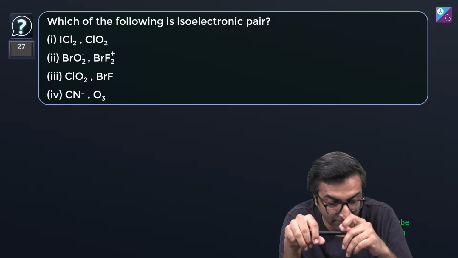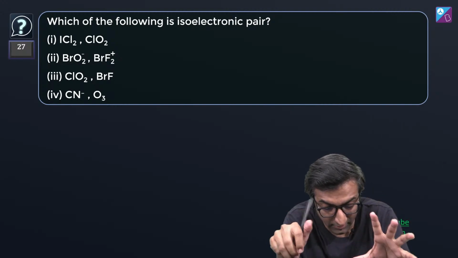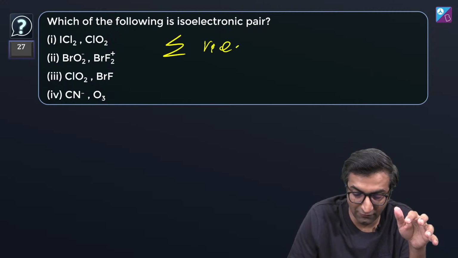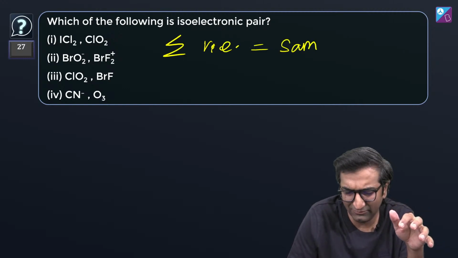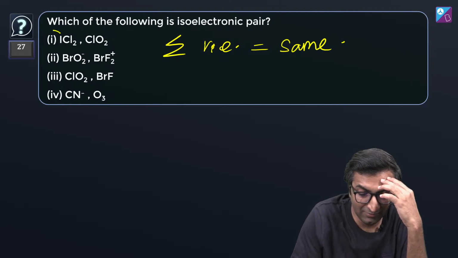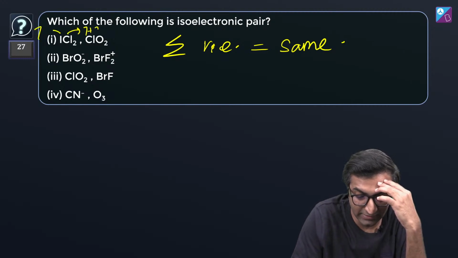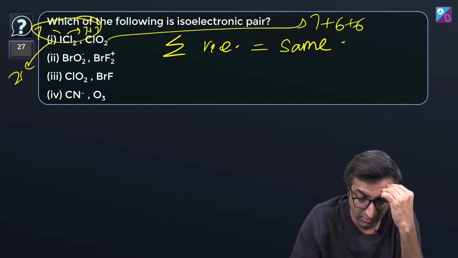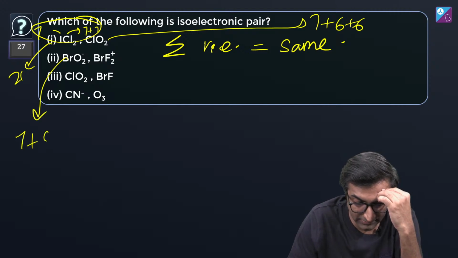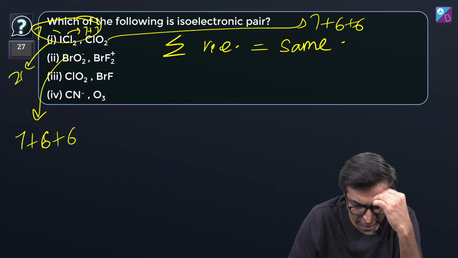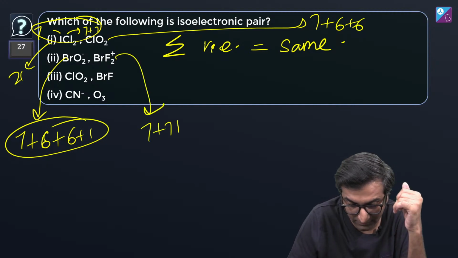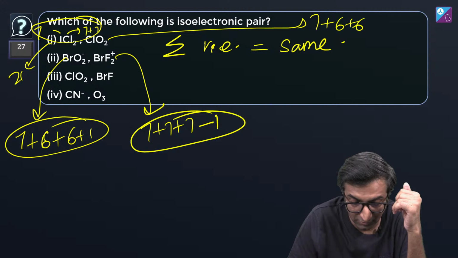आइसोइलेक्ट्रॉनिक पेयर निकालो इसमें. आइसोइलेक्ट्रॉनिक पेयर मतलब सम ऑफ वैलेंस इलेक्ट्रॉन इज सेम. सम ऑफ वैलेंस इलेक्ट्रॉन मतलब आयोडीन में है 7, इसमें है 7 और 7, तो 21 हो गया. अब इसका तो 21 नहीं हुआ, इट इज 7 प्लस 6 प्लस 6. ओके, व्हाट अबाउट दिस? इट इज 7 प्लस 6 प्लस 6 plus 1 because of negative charge. What about this? It is 7 plus 7 plus 7 minus 1 because of positive charge.